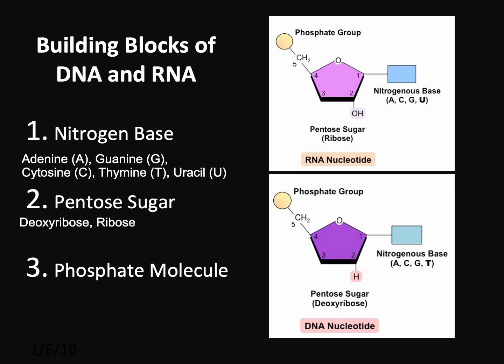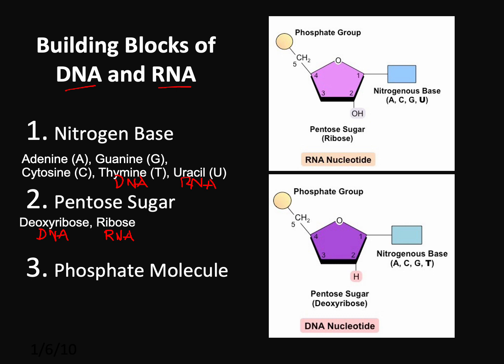But now let's see how the structure between DNA and RNA differ in their nucleotides. First off, nitrogen base. So the different bases are adenine, guanine, cytosine, thymine, and uracil. Thymine is only going to be in DNA, and uracil is only going to be in RNA. The pentose sugar, DNA has deoxyribose. RNA has ribose. And then both of them have a phosphate molecule.